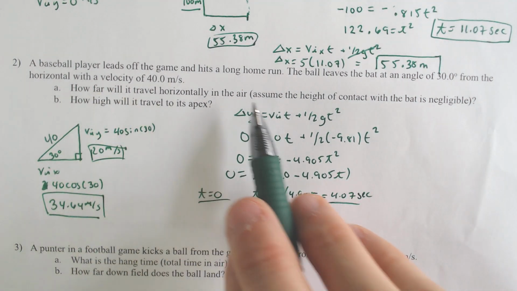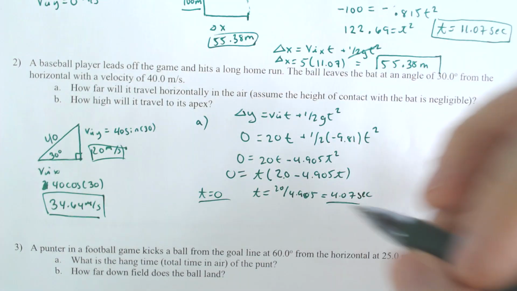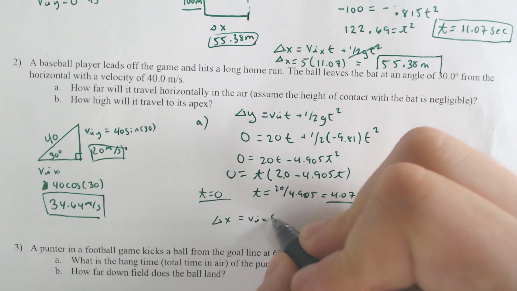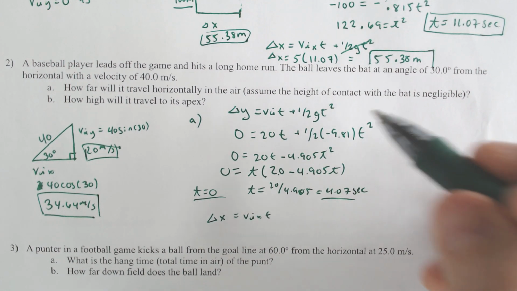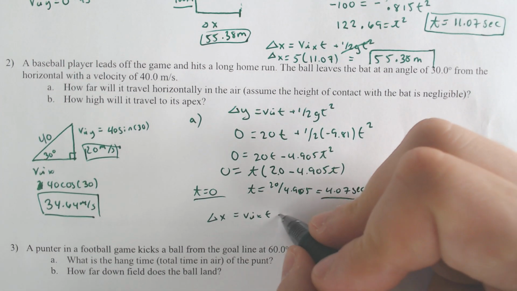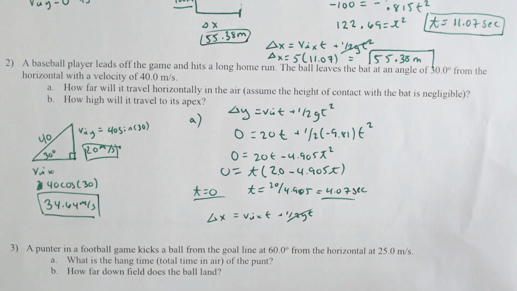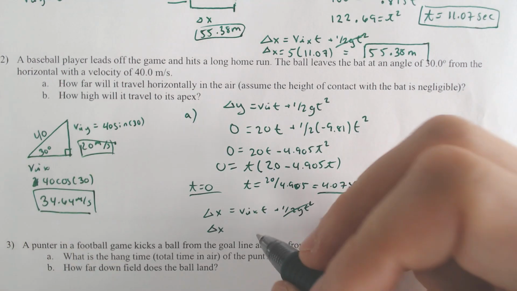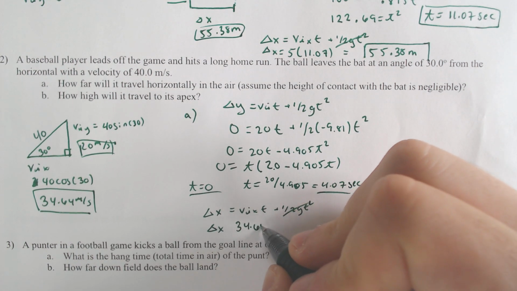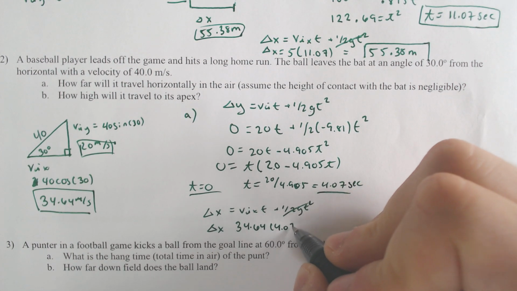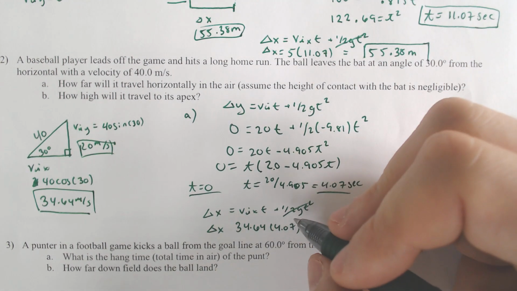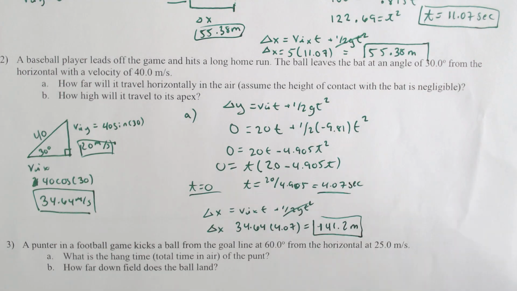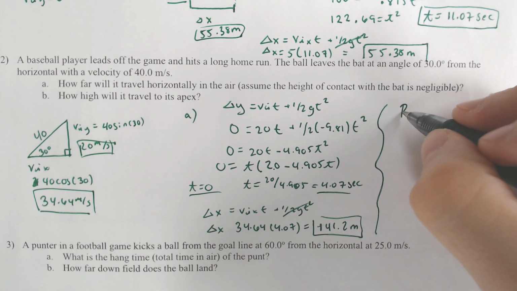We need to figure out how far will it go horizontally. So for part A, how far will it go horizontally? Delta x is equal to VIx times time plus 1/2 gt squared. But again, remember, there's no gravity for x, so that 1/2 gt squared is going to cancel out. Plug in the time, plug in our horizontal velocity, 34.64 times 4.07. You get an answer. That answer is 141.2 meters.